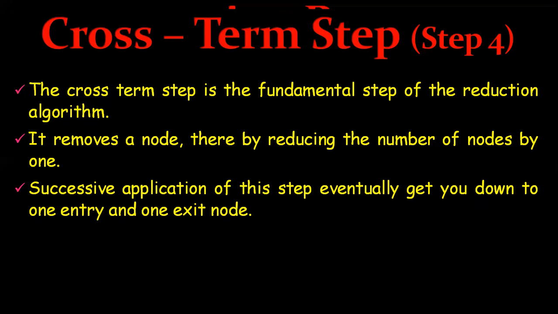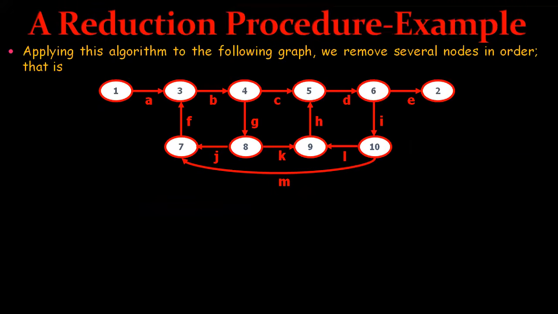So here this particular diagram shows the situation of an arbitrary node that has been selected for removal. So we have to apply this algorithm, loop removal operations. Here, let us go with the reduction procedure for this example, by applying the algorithm to the following graph. We have to remove several nodes in any order, of course, but let us remove in some order.